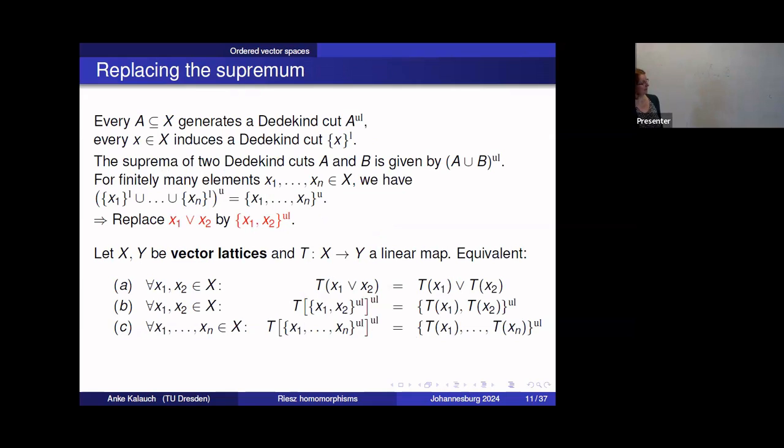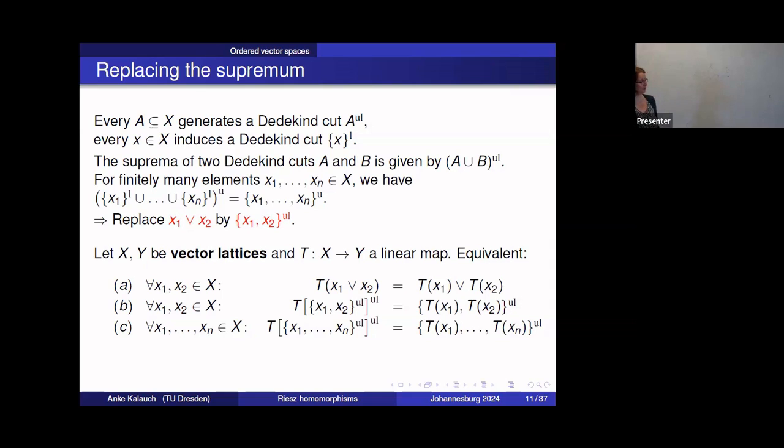So we just said every x induces a Dedekind cut, and every set as well: take upper, lower. And if you do this for finitely many elements, the supremum of two such Dedekind cuts is just this object. And if you plug in these lower bounds of singular elements, you can just take this, exactly the same. This means that the supremum of two elements you can replace by taking x1, x2, then taking upper bounds and then taking lower bounds.